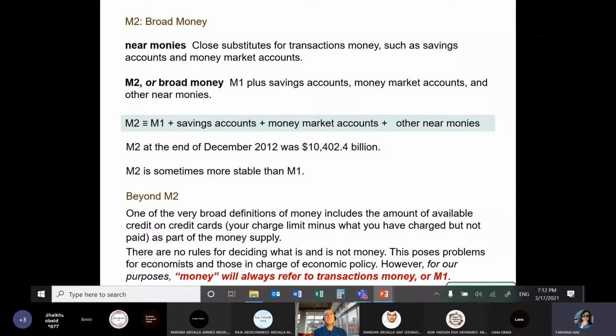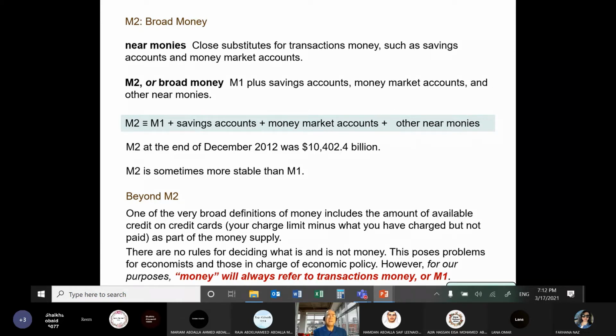Broad money: near monies, close substitutes for transactions money, such as savings accounts and money market accounts. Near monies, we translated into Arabic as أشباه النقود, something similar to money. So savings accounts and my account in the financial market with the broker.